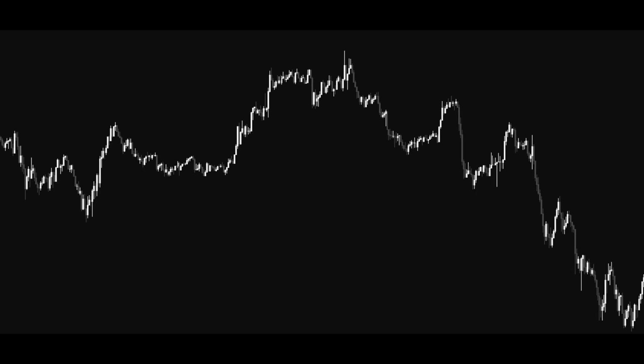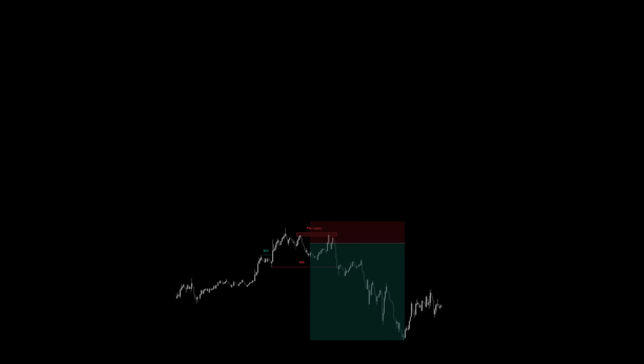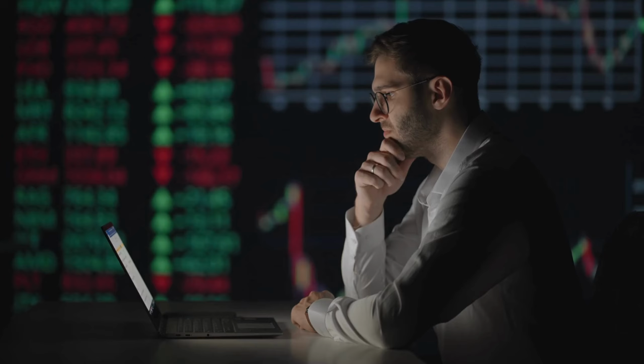What if I told you that the exact zones where most retail traders lose money are the same zones where professional traders make their biggest profits? Today, I'm going to show you how to identify these flip zones and position yourself on the winning side of every major market reversal. Look, most traders struggle with reversals because they don't understand how institutional players think.